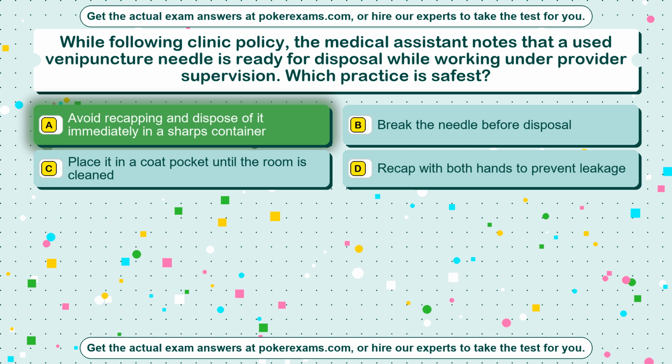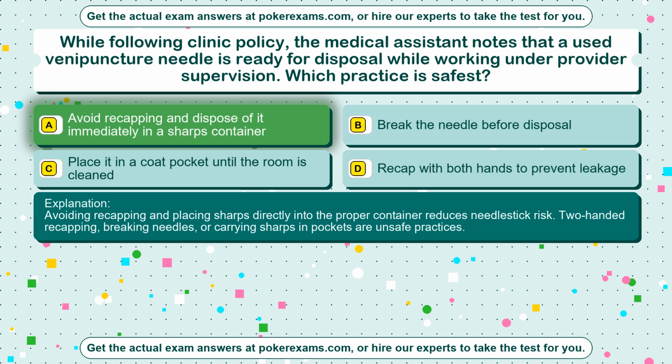The correct answer is option A, avoid recapping and dispose of it immediately in a sharps container. Avoiding recapping and placing sharps directly into the proper container reduces needle stick risk. Two-handed recapping, breaking needles, or carrying sharps in pockets are unsafe practices.